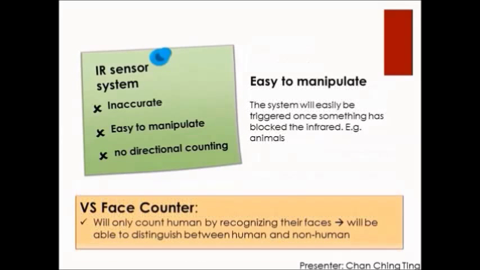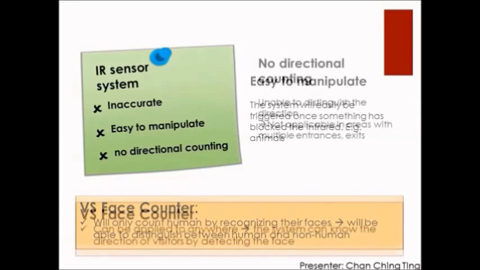The second problem is that the system will easily be triggered once something has blocked the infrared, for example animals. But the face counter will only count humans by recognizing their faces. This means that it will be able to distinguish between human and non-human, which makes the result more accurate.